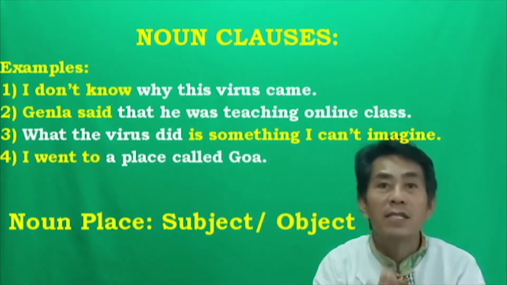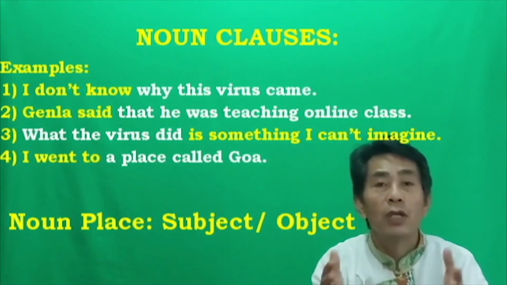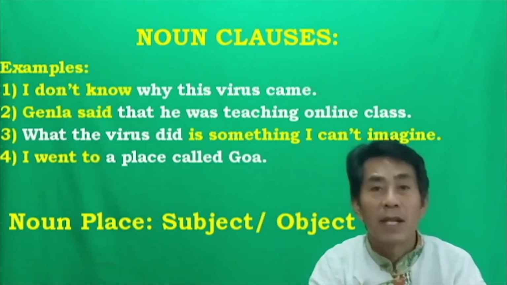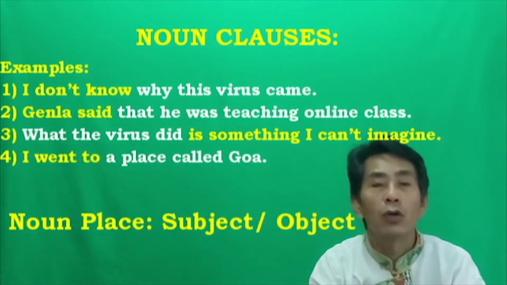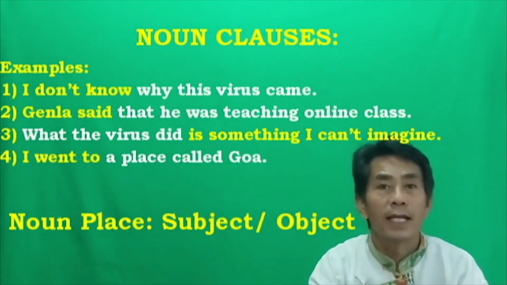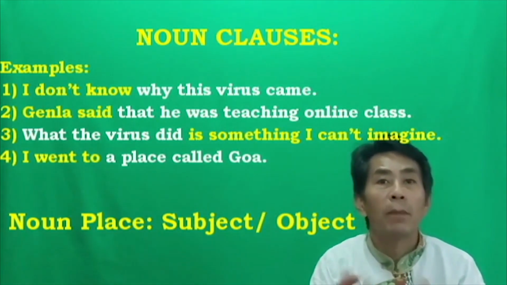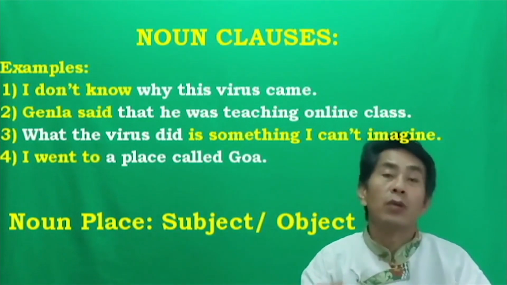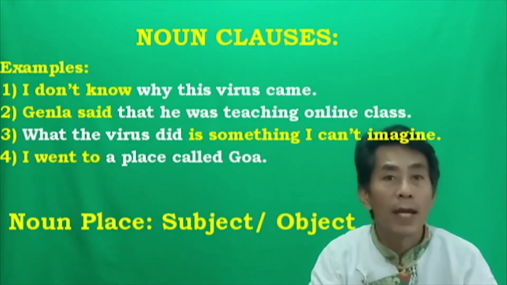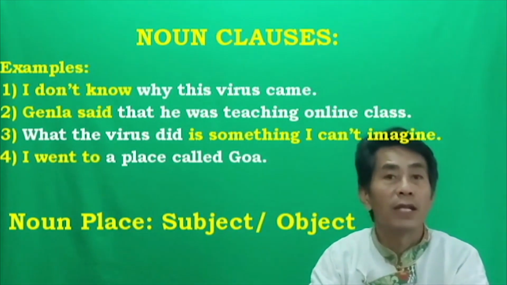Third one: what the virus did is something I can't imagine. What the virus did is a dependent clause. This is a noun clause because it is doing the work of a noun. Number 4: I went to a place called Goa. Here, I is the subject, went is the verb, and now we have the noun place.